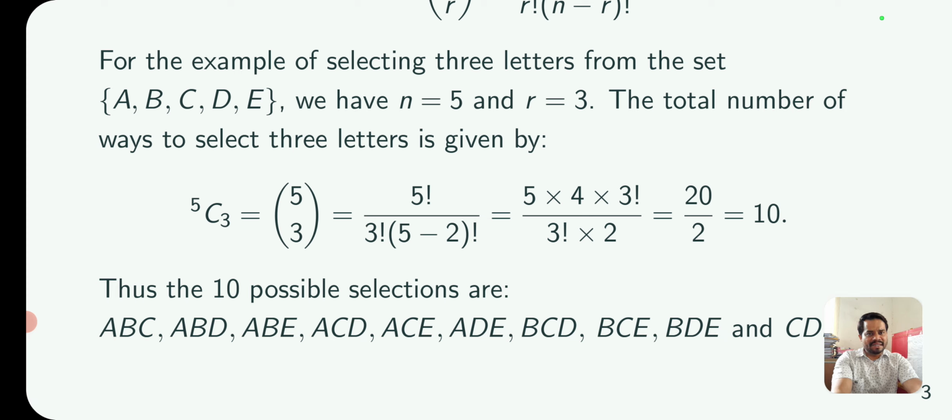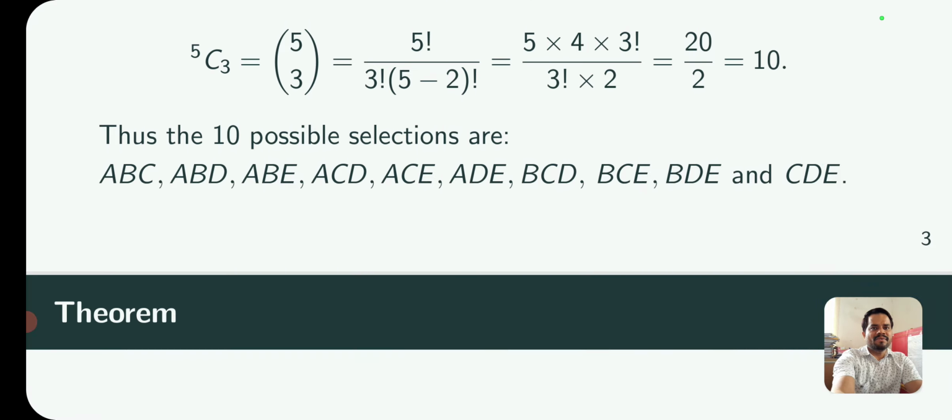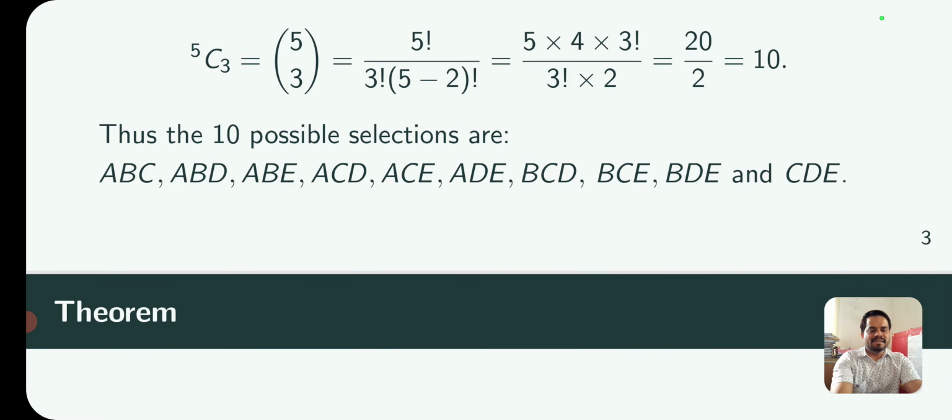They are A, B, C, which is one selection; A, B, D; A, B, E; A, C, D; A, C, E; A, D, E; and so on. Look at the screen, where I have already presented them. I think you understand very well how combination differs from permutation. Now, the above result, nCr equals n factorial divided by r factorial times (n minus r) factorial.